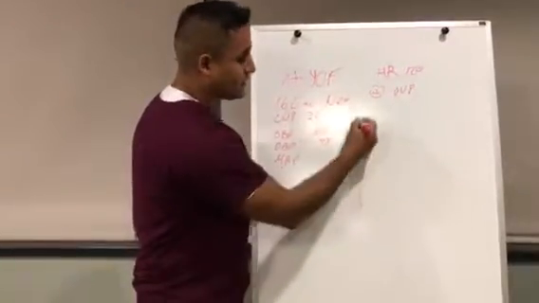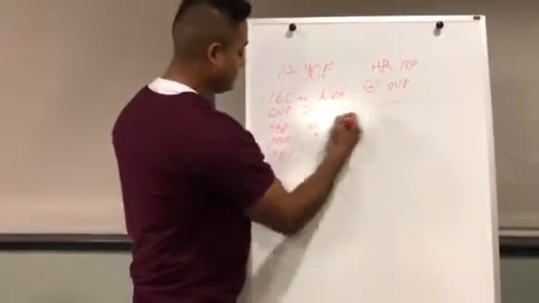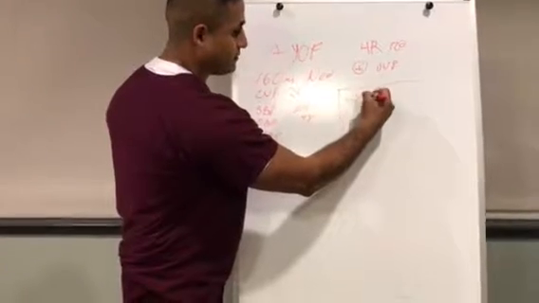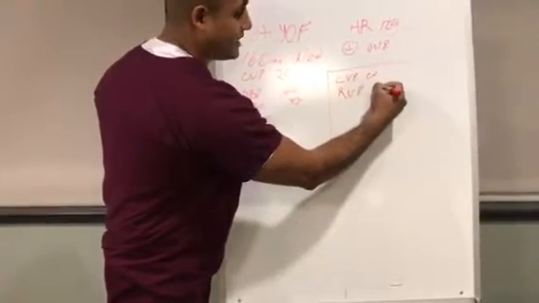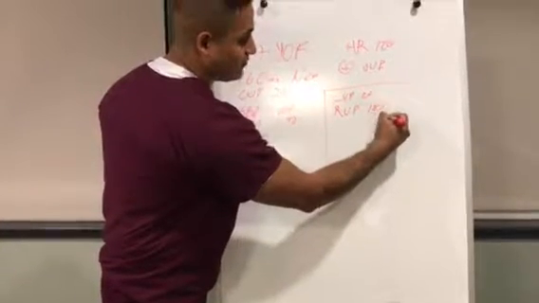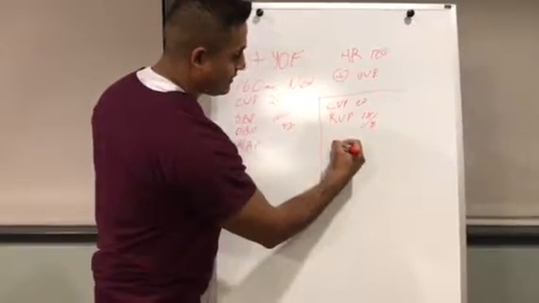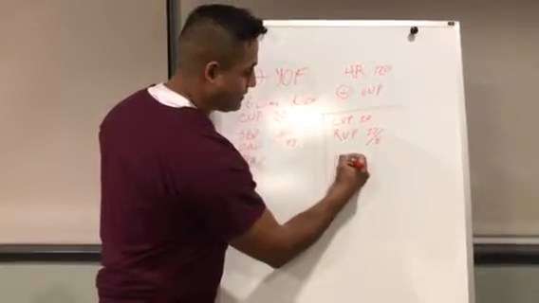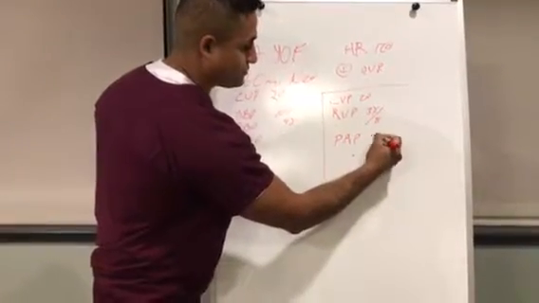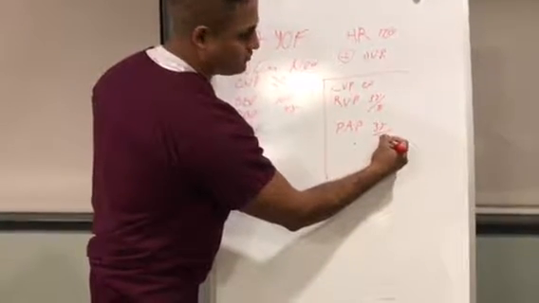So when we talk about hemodynamics, the CVP was 20. The right ventricular pressure was 38/8. The pulmonary arterial pressure was also 38/25.